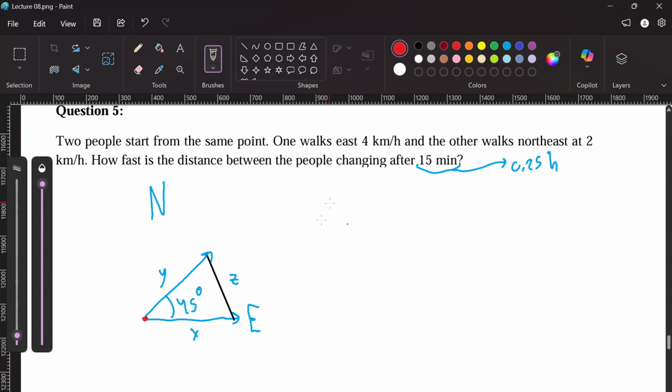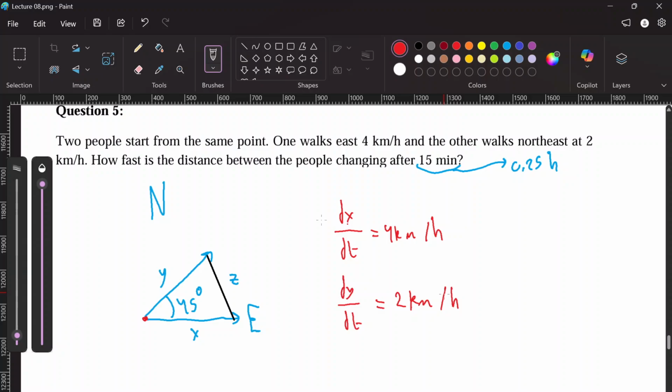So the first given information is what? We have dx over dt equals 4 kilometers per hour, right? The other walks northeast, at 2 kilometers per hour. So we have dy over dt equals 2 kilometers per hour.